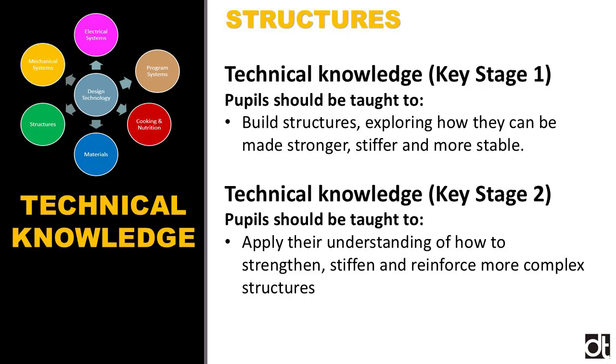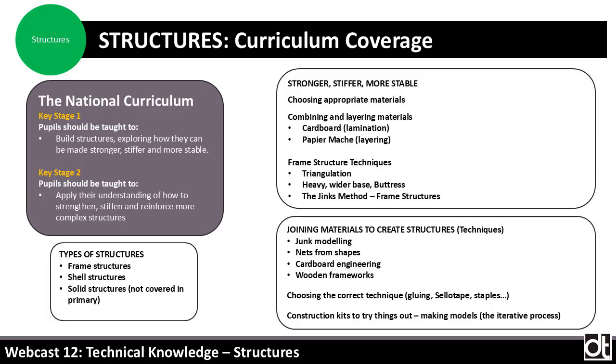These are the technical knowledge statements from the national curriculum that are specifically about structures. As you can see, it is pretty vague and focuses on children being taught how structures can be made stronger, stiffer and more stable. On this slide we have provided an overview of how the national curriculum guidance on structures can be expanded to specify what knowledge the children should be taught and provide more detail of the teaching and learning content in Key Stages 1 and 2.